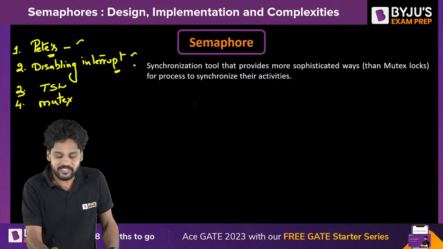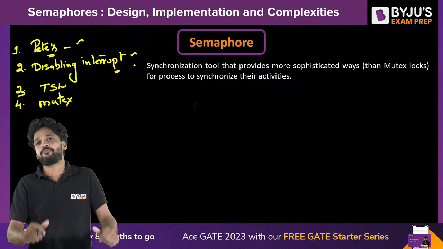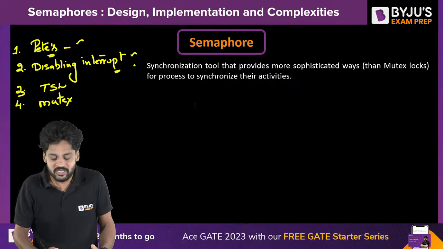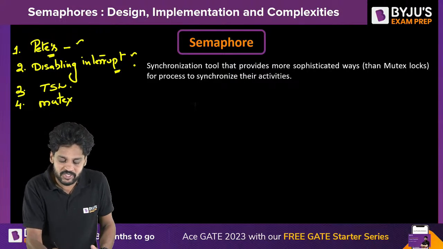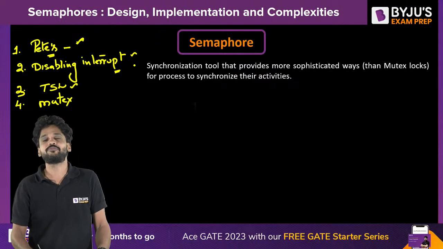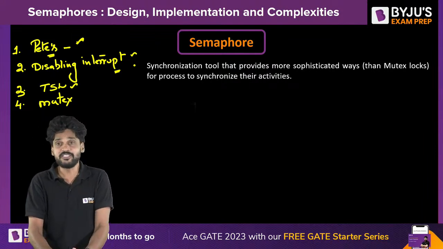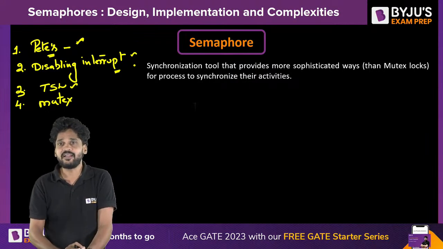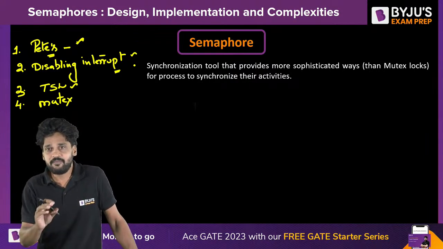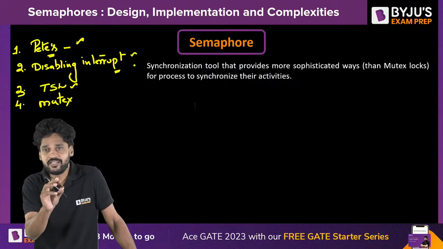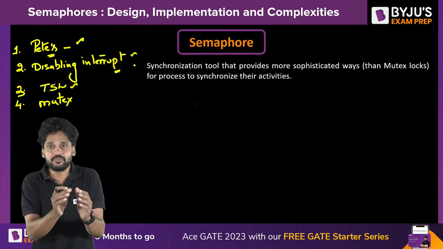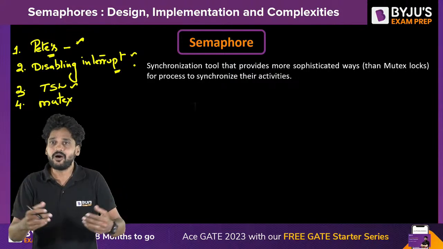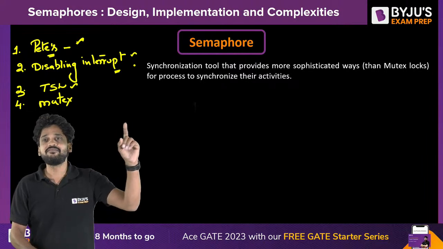But mutex locks have a slight disadvantage. The disadvantage which you find in mutex locks can also be found in TSL and Peterson solution. That is busy waiting. What is busy waiting? Let me start the concept of semaphores exactly from busy waiting. When a process has to wait on a lock, when the lock is not available, the process has to get caught in the while loop. When it is caught in the while loop, obviously CPU clock cycles will get wasted.